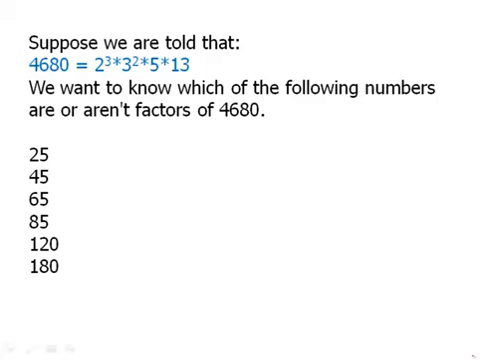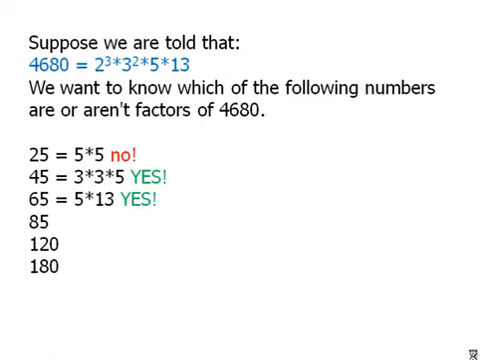So 25 obviously is 5 times 5. We need two factors of 5. We have only one factor of 5, so that's not going to work. 25 does not work. 45, well, that's 5 times 9, or 5 times 3 times 3. Well, we have a factor of 5 and we have two factors of 3, so that works. 65 is 5 times 13. Well, we have a 5, we have a 13, so that works. 85 is 5 times 17. We do not have a factor of 17, so that's not going to work.